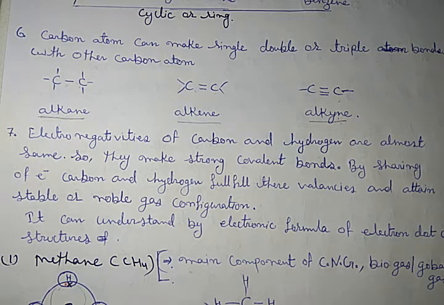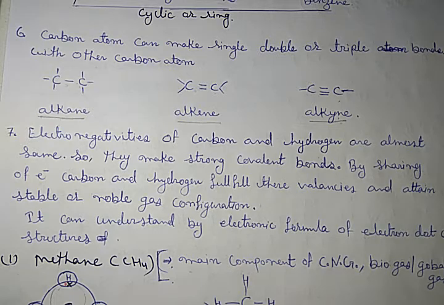Now the next property, that is, the electronegativity of carbon and hydrogen are almost the same. What is electronegativity? The tendency to attract bonding electrons. We discussed that in the previous class. The tendency to attract bonding electrons is known as electronegativity. So the electronegativity of carbon and hydrogen are almost the same. Got it?